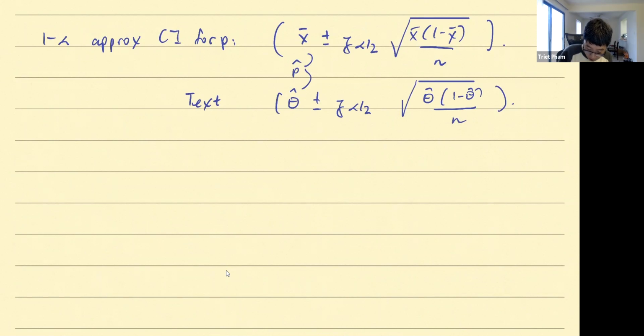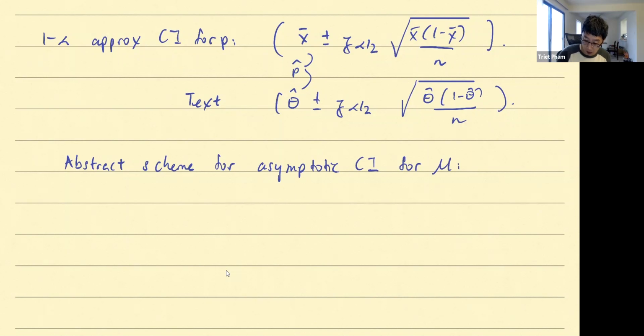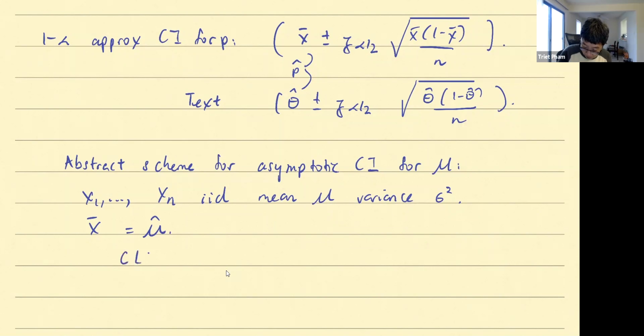So the abstract scheme is something like this. If you have X1 up to Xn, IID, with mean mu and variance sigma square, then X bar is always an estimate for mu. That is true. And by the central limit theorem, X bar, when n is large, is approximately normal with mean mu and variance sigma square over n, for n large.